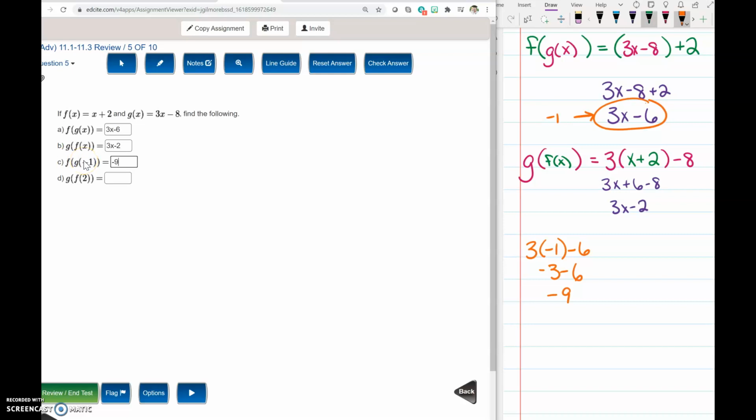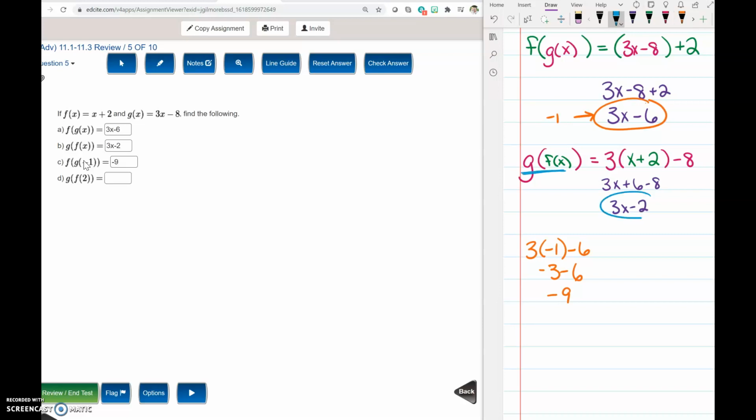It's looking for that specific answer. For g of f of 2, we have g of f of, that's this one. We need to plug 2 into that function. So 3 times 2 minus 2, that would be 4.